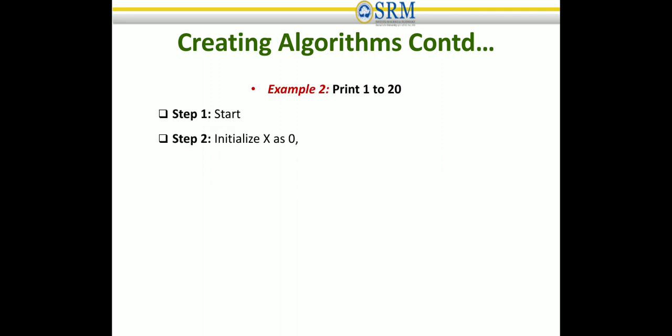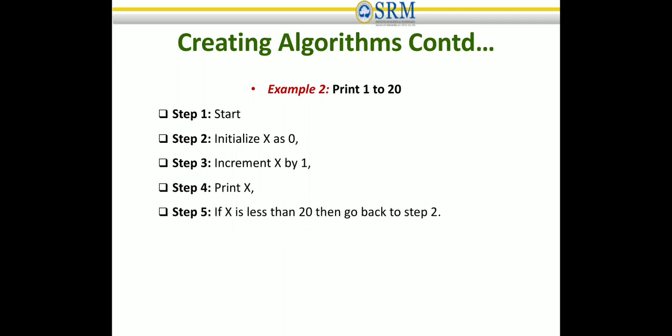Example 2: print 1 to 20. Step 1 is start. Step 2: initialize x as 0, then increment x by 1, then print x. Until 20, you have to do the same process again and again. Why? If x is greater than 20, you have to halt, and you will have printed all the numbers from 1 to 20. Then stop.